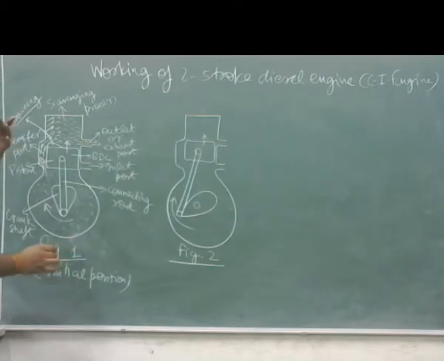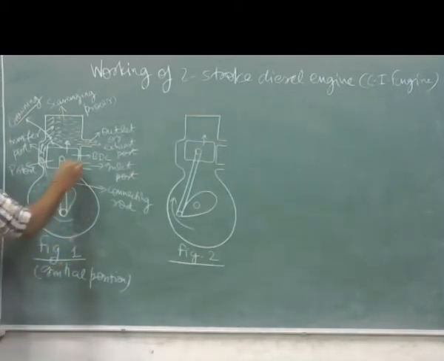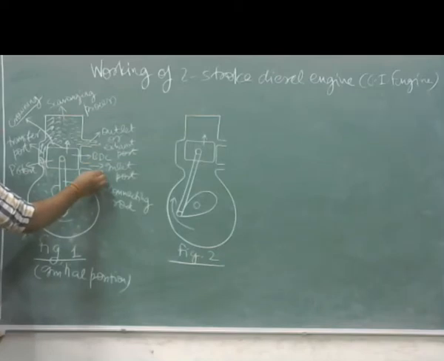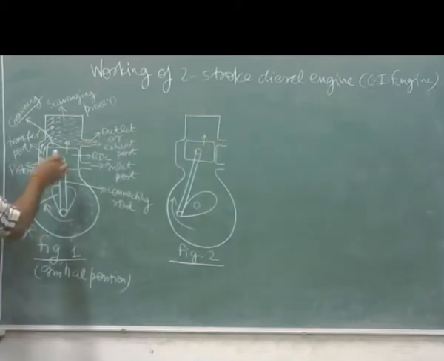Now, in the first diagram, when this piston is at BDC, it closes the inlet port. You can see that the inlet port is in closed condition, because this piston is in front of this inlet port.